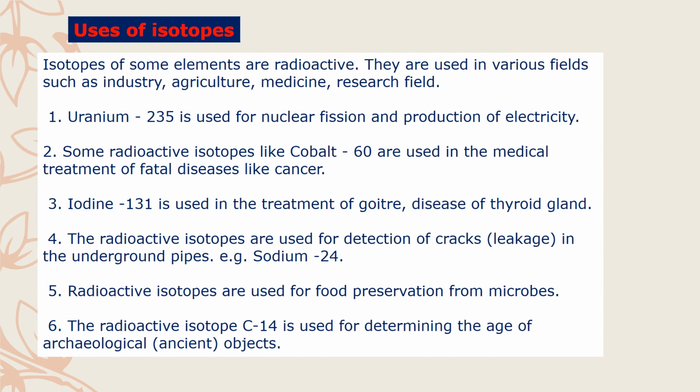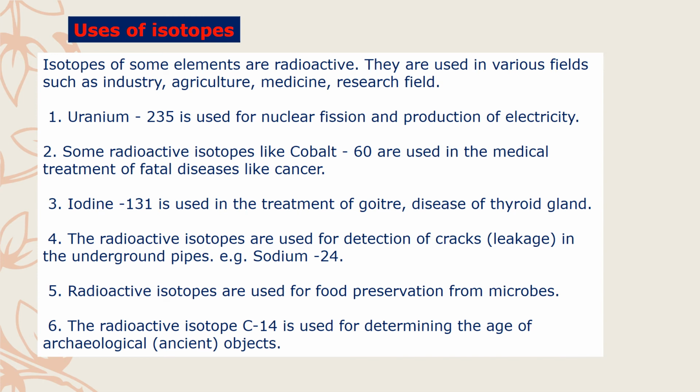Uses of these isotopes. Isotopes of some elements are radioactive. They are used in various fields such as industry, agriculture, medicine and research field also. Now uranium-235 is used for nuclear fission and production of electricity also. Some radioisotopes, that is cobalt-60, are used in medical treatment of fatal diseases, that is diseases causing death, like cancer. Now iodine-131 is used in the treatment of goiter, a disease of the thyroid gland.